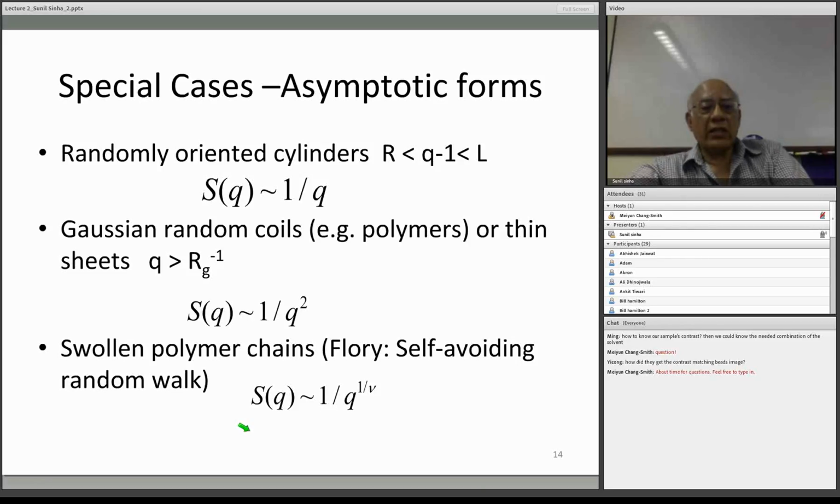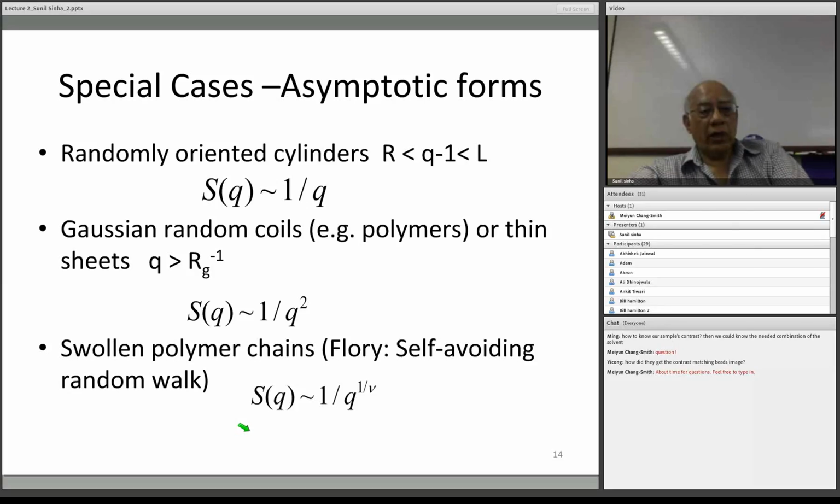So consider these special cases. In the asymptotic forms of the small angle scattering, suppose you have a bunch of randomly oriented cylinders. Then for Q where 1 over Q is greater than the radius of the cylinder, but is smaller than the total length of the cylinder, so you're in the regime where you're sampling the cylindrical part, S of Q goes like 1 over Q because the cylinder at those length scales has fractal dimension 1.